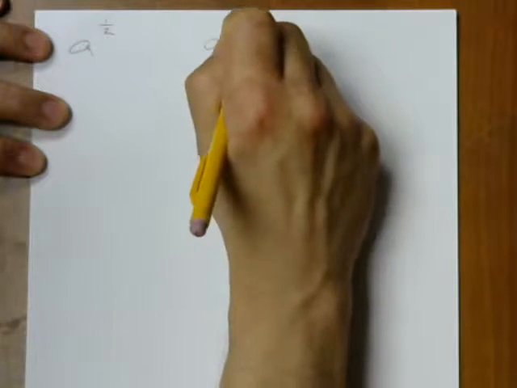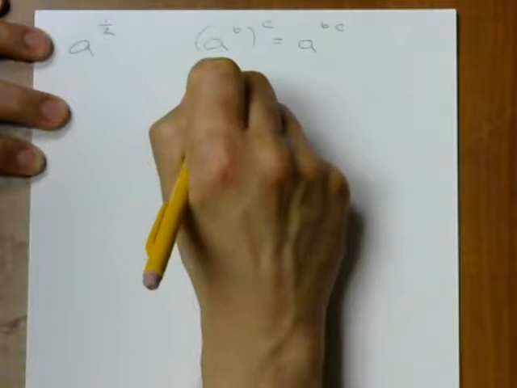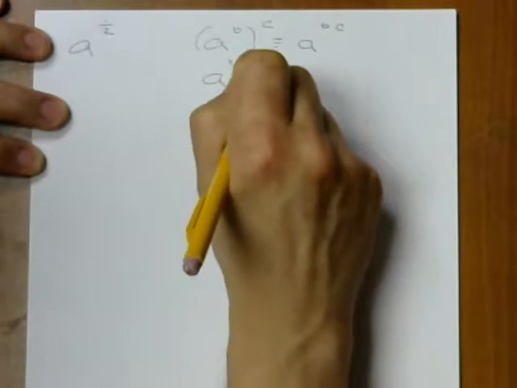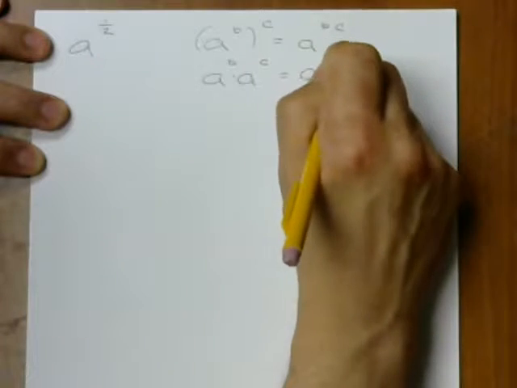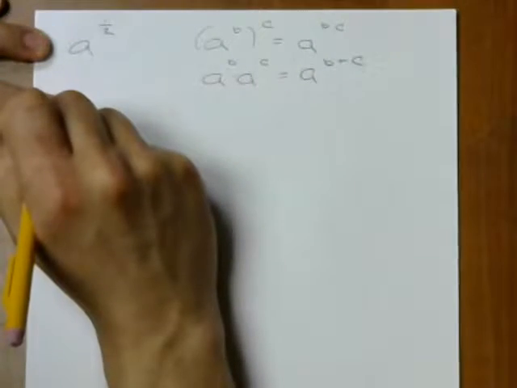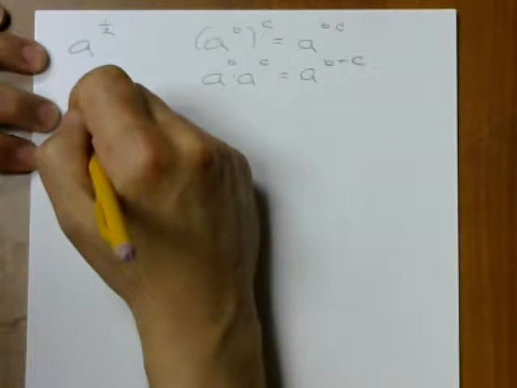But we had some rules. We had (a to the b) to the c had to equal a to the bc, and we had a to the b times a to the c, when we multiply them, that had to be a to the b plus c. So what should we define a to the 1/2 to be?